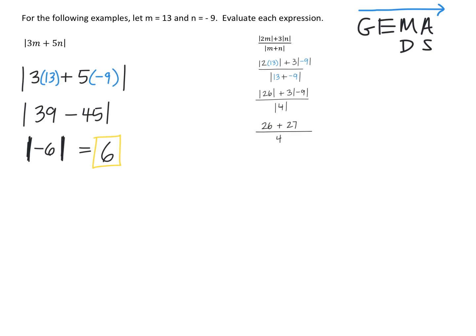You can go ahead and add up the numerator. That would get you 53 over 4. You can check in your calculator 53 divided by 4. Try to convert it to a fraction, see if it reduces. It does not. Do not want it as a decimal. It's college algebra. Please leave it in fractions.